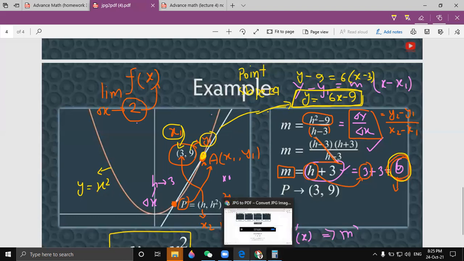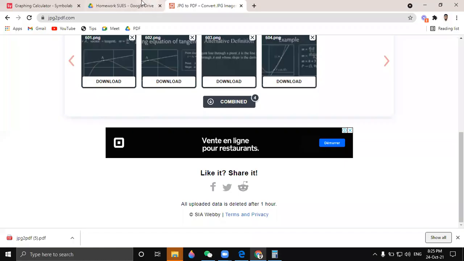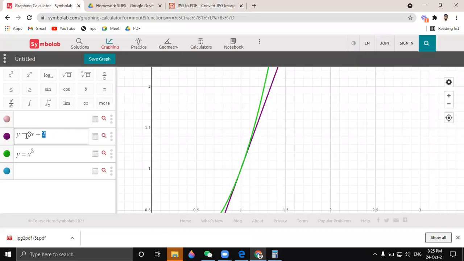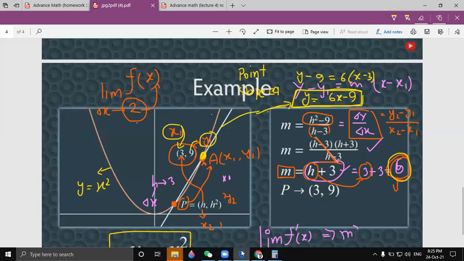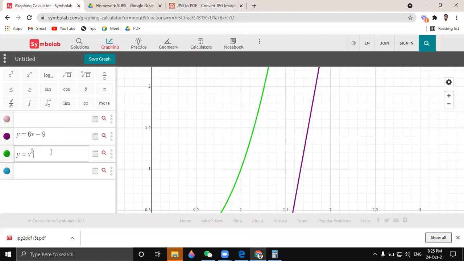So now we can graph this. Here y is equal to 6x minus 9 and y is equal to x square.